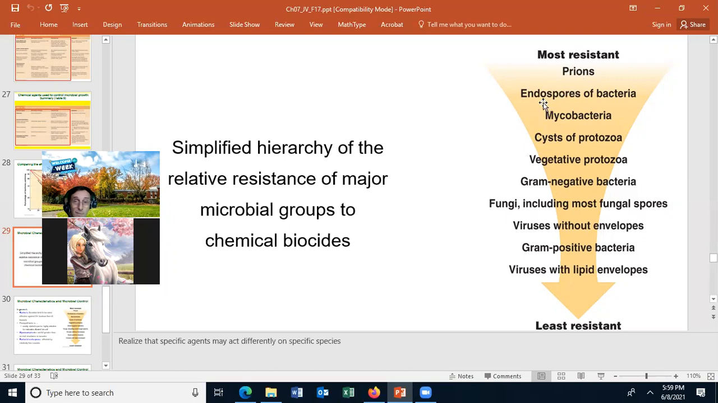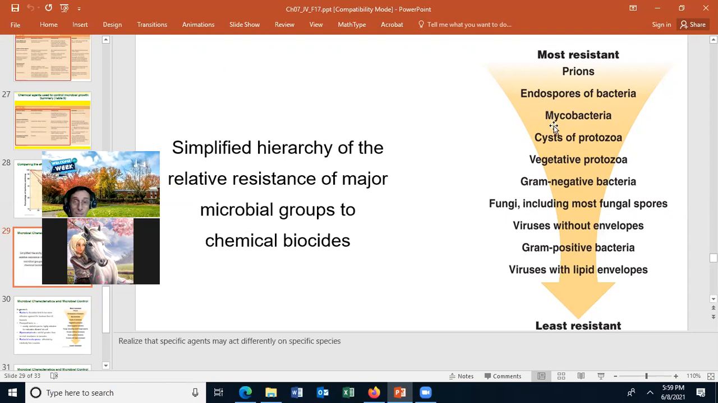Endospores are the next most resistant thing. Endospores of bacteria are highly resistant to almost everything, and they are difficult to kill. Any question about that?